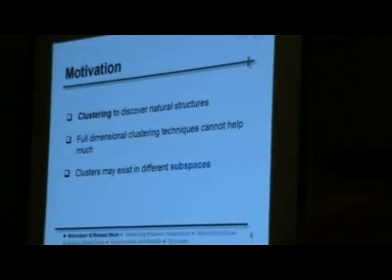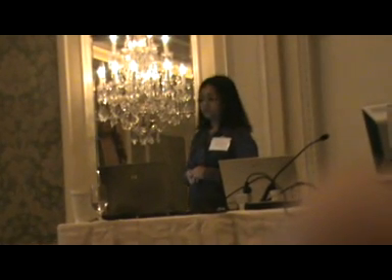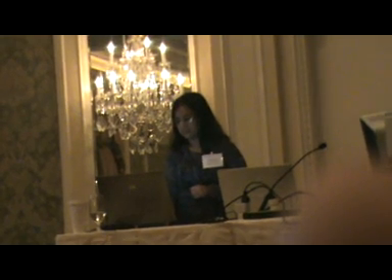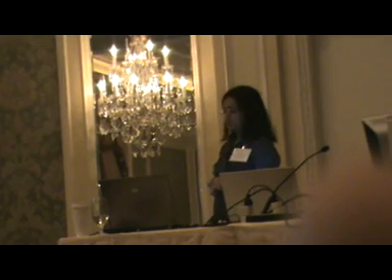Combining data mining approaches with visualization can aid this problem. And clustering is one of the data mining tasks used to discover natural structures out of the data. However, using full-dimensional clustering techniques cannot help much because of the exploratory nature of the task. Clusters may exist in different subspaces that may indicate different relations among different subsets of dimensions. In that case, we can use subspace clustering that actually finds clusters in subspaces of the full feature space.